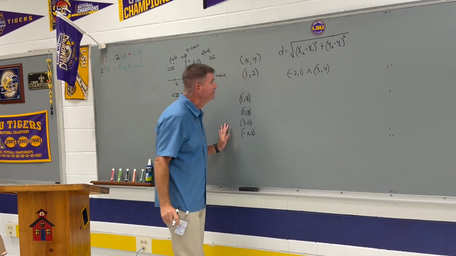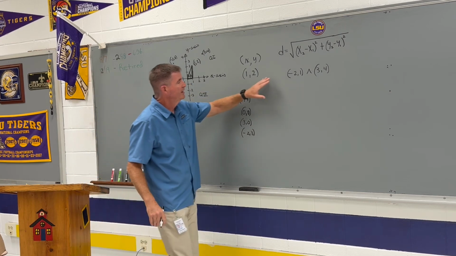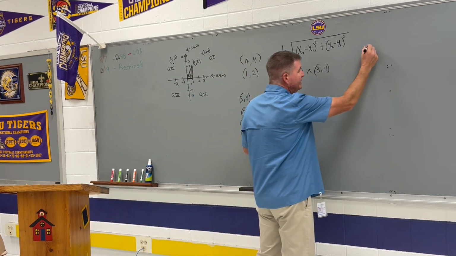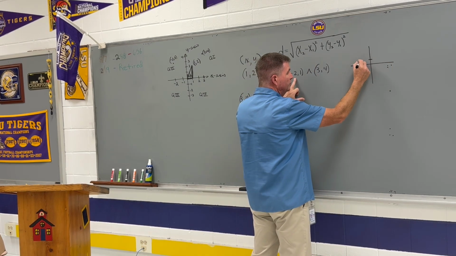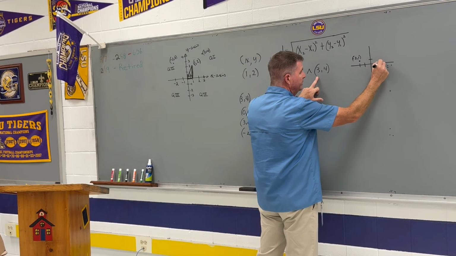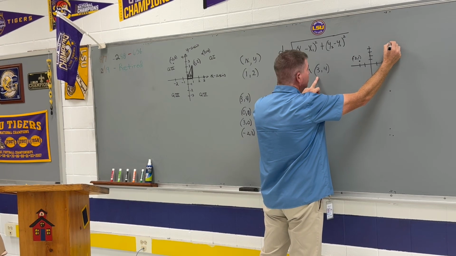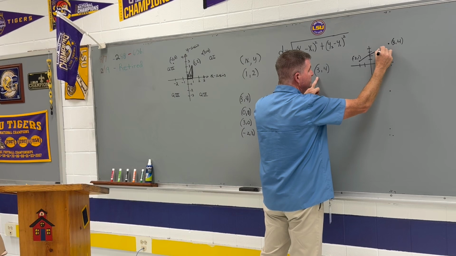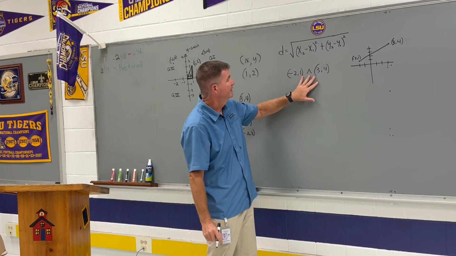So they don't have to be plotted, but we could plot them. We're trying to find a distance between (-2, 1) and (3, 4). If I did want to plot them, (-2, 1) would be here, and (3, 4) would be up here. So we're literally trying to find the distance from one point to the next. Again, it doesn't have to be plotted, it could just be the points.